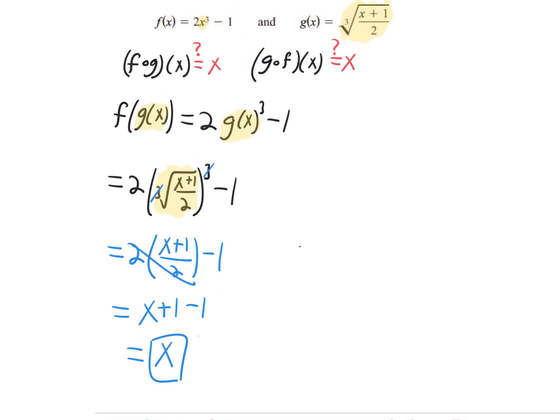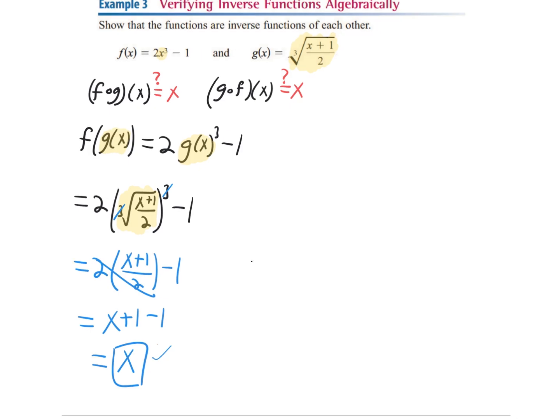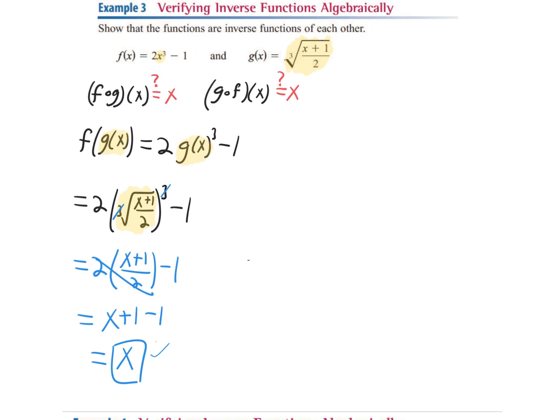So for these to be inverses, both sides need to work. So we're going to show the other way now. But first, we got x. Okay, good. We'll try the exact same thing with the next side, g of f of x. I'm going to put a little check right there. We did show that it does equal x.